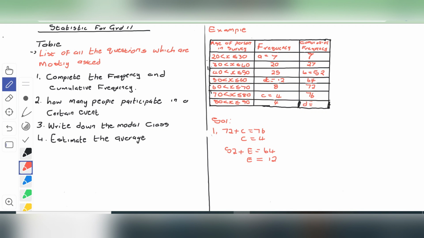So lastly, for D, obviously we know that it's going to be 76 plus 4, which is going to give us 80. Then we are done. I hope now you do understand how to calculate the frequency and also the cumulative frequency. So now let's go to question 2.